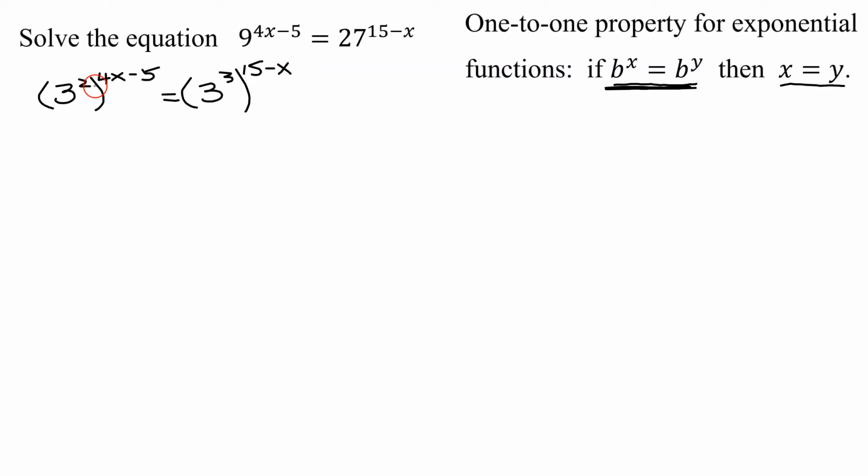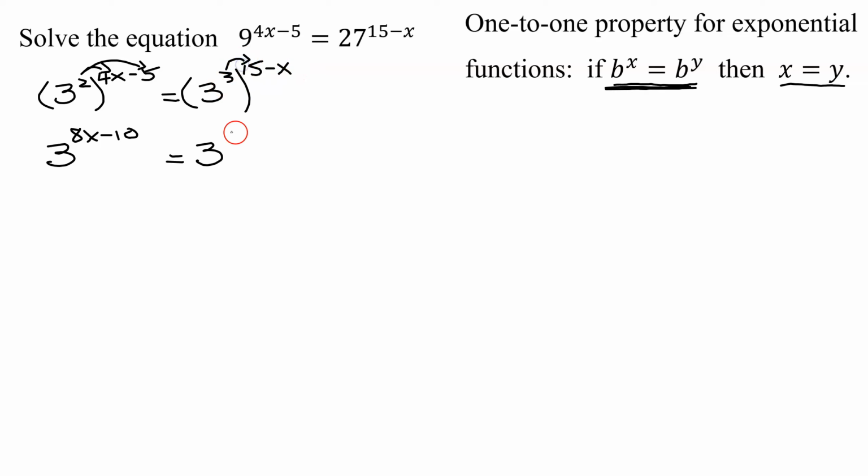So now, remembering the rules of exponents, if you have 3 raised to an exponent that is raised to another exponent, what do you do with these two exponents? You multiply them. So I'm going to have 3 raised to 2 times 4x is 8x, and 2 times negative 5 is negative 10, equals 3. Now I'm going to multiply these two exponents.